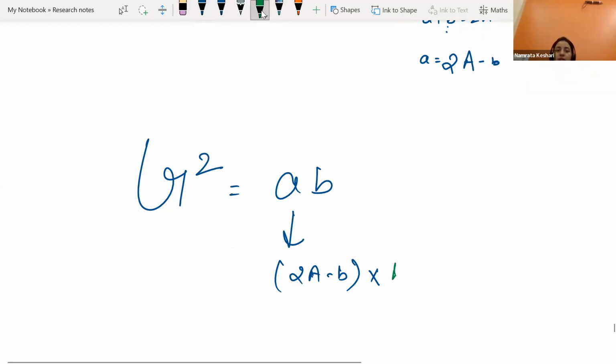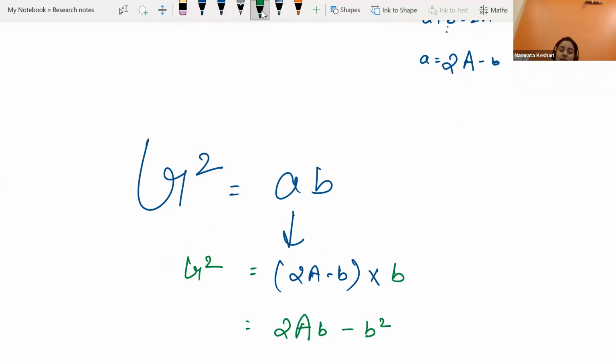So into b is equal to G square. We'll be getting 2Ab minus b square, and here G square. Any confusion so far, Ali and Alina?